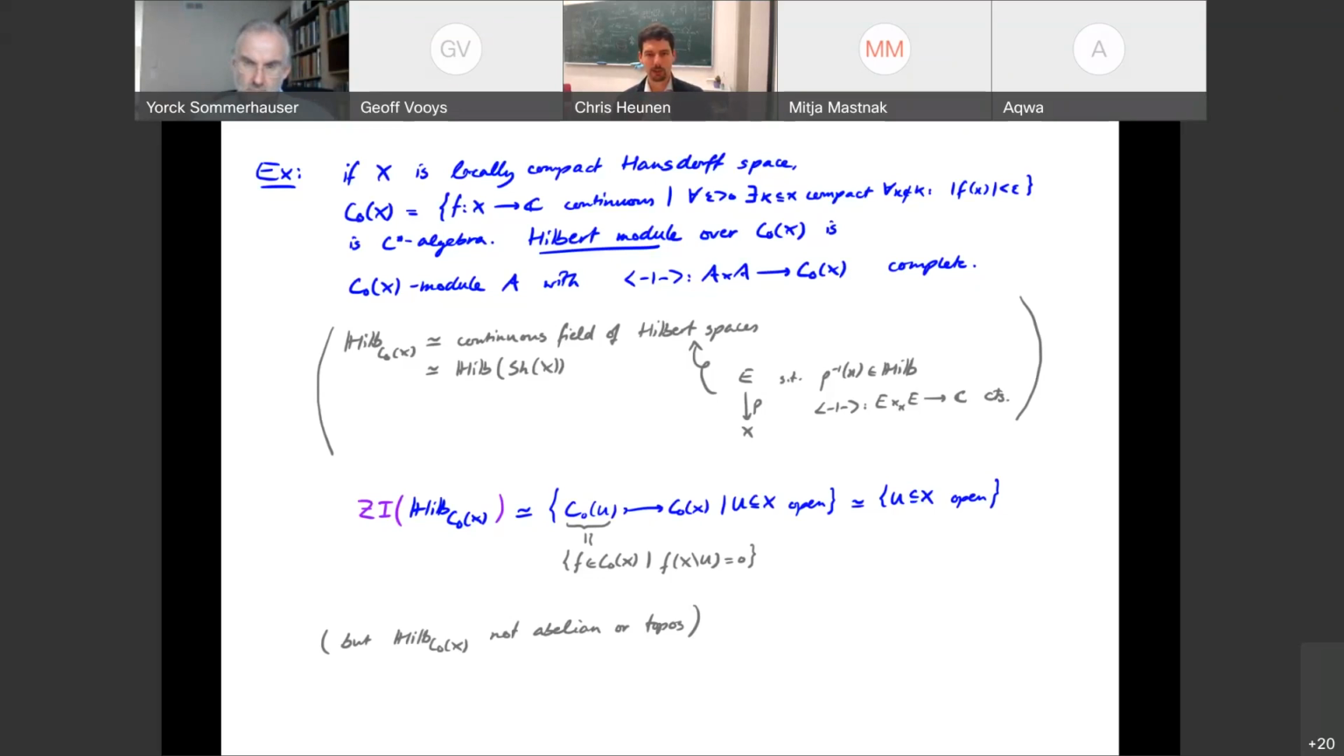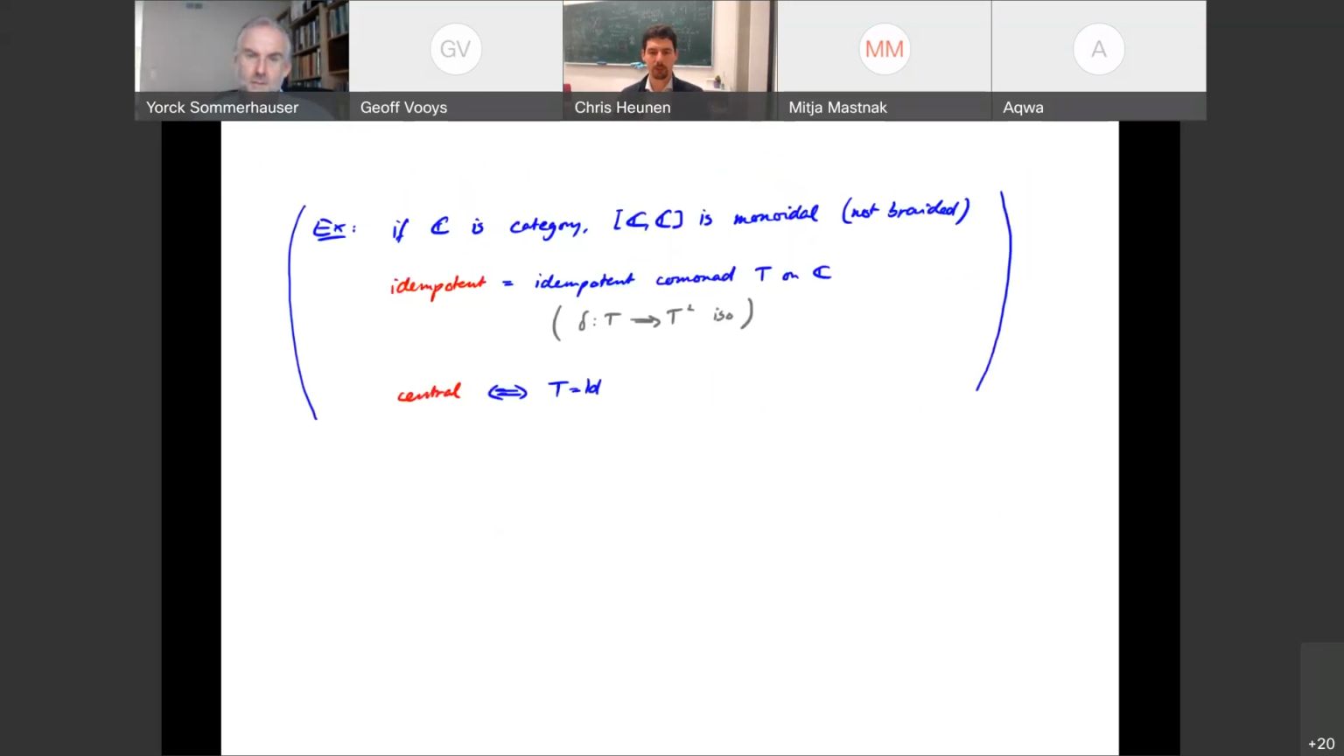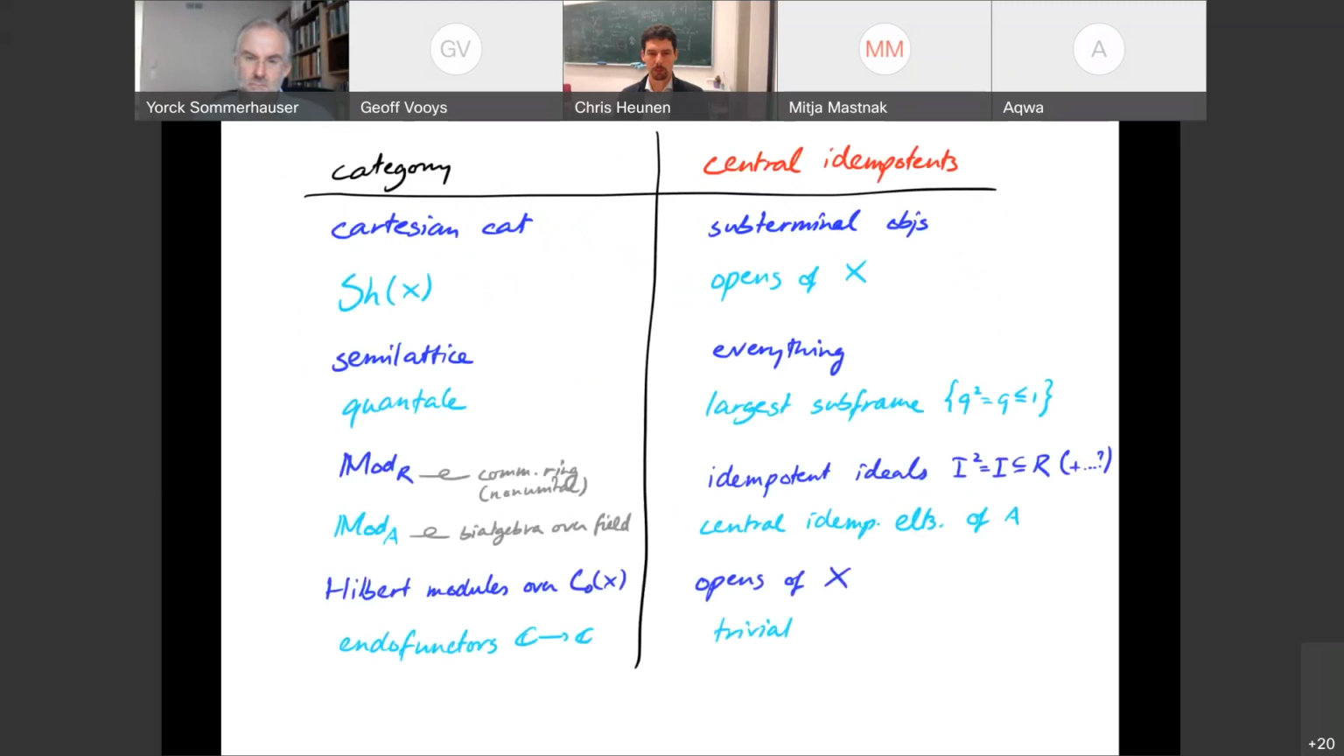Let me just point out here that, again, we find some sort of topological nature, if you like, of the central idempotents in this category. But this category is nothing like a topos, and it's not even abelian. This is really analytic, if you like. Let me skip this example.